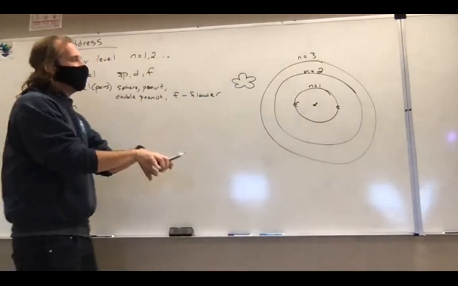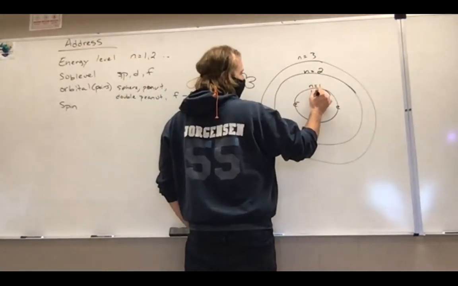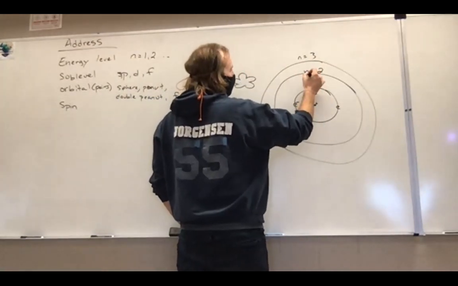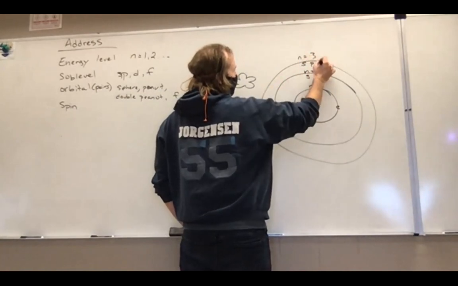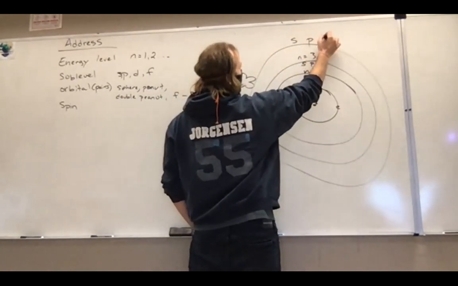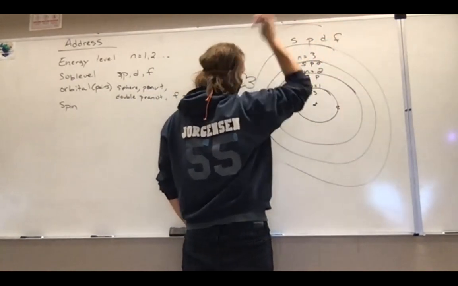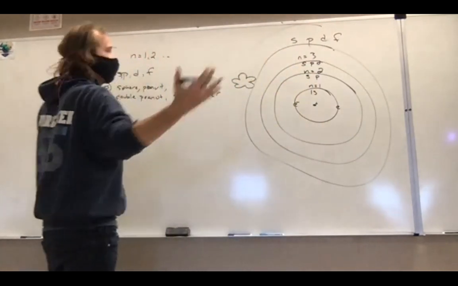Sublevels are within each energy level. We identify them with letters; we're just being more specific. We can have an S in the first one. In the second, we can have an S and a P. In the third, we can have an S, a P, and a D, because as we get further out, we get a little bit bigger, S, P, D, and F, and then the same all the way up. You'll notice as they get further out, they get larger.